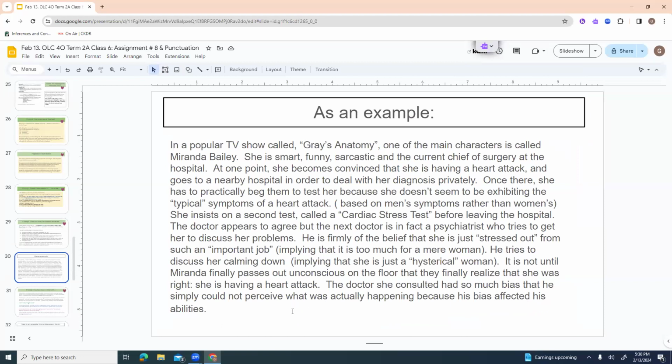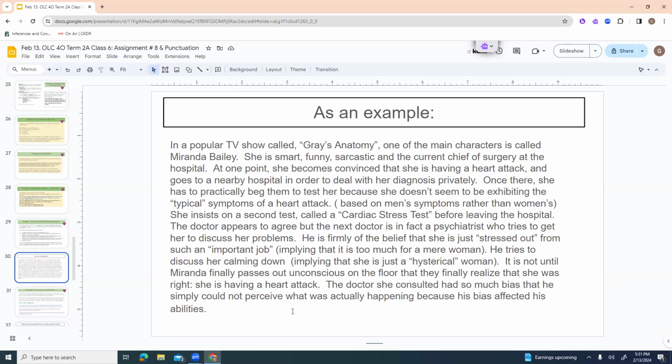Okay, so here's an example of the kind of bias I'm talking about. There's a popular TV show called Grey's Anatomy, and one of the main characters is Miranda Bailey. She is smart, funny, sarcastic, and the current chief of surgery at the hospital when this episode happened. At one point, she becomes convinced that she is having a heart attack, and she goes to a nearby hospital, not her own, in order to deal with her diagnosis privately.